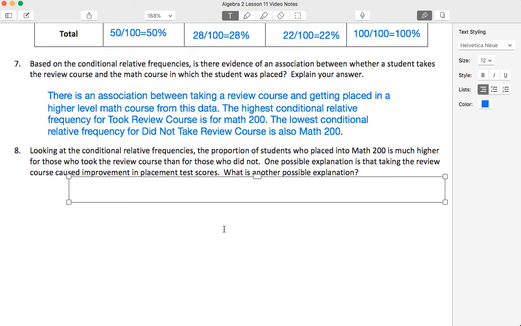There are many, first of all, there are many answers to this, and there's no really wrong answer to this. There's just a lot of really correct answers. So you can say anything here. You can talk about maybe students are more interested. That's why they took a math review course, etc., etc.